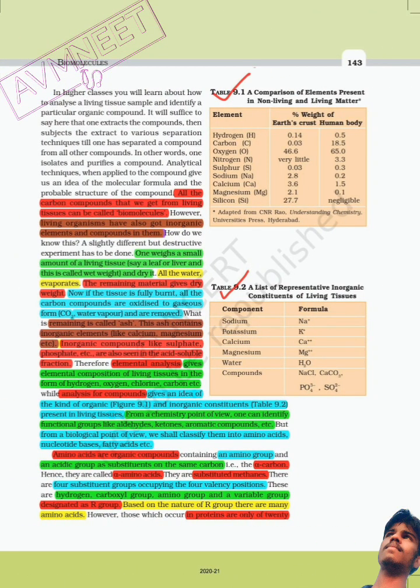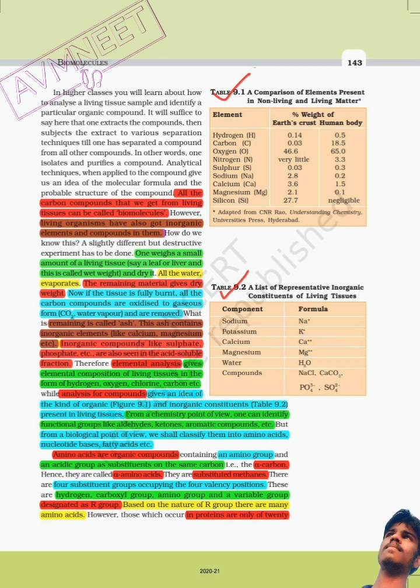In higher classes, you will learn about how to analyze a living tissue sample and identify a particular organic compound. It will suffice to say here that one extracts the compounds, then subjects the extract to various separation techniques till one has separated a compound from all other compounds. In other words, one isolates and purifies a compound. Analytical techniques, when applied to the compound, give us an idea of the molecular formula and the probable structure of the compound.